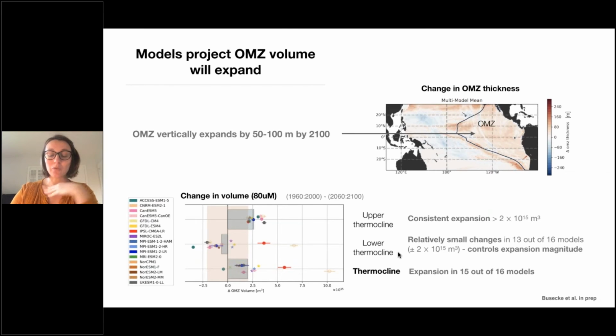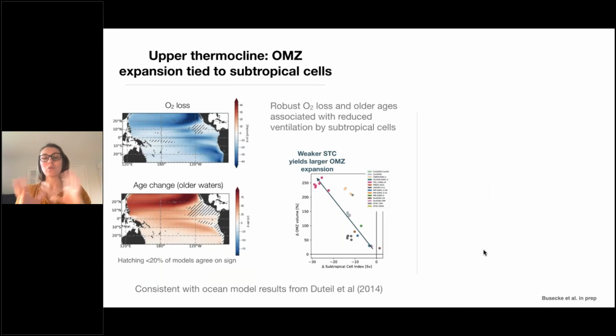The lower thermocline, where the bulk of the OMZ is located, however, is where the spread comes in. In most models, 13 out of 16, there is a relatively small change that is smaller than what's going on in the upper thermocline. So the upper thermocline is going to control that expansion. The lower thermocline is going to explain the spread and uncertain magnitude, I would say, between those projections. So I'm just going to go quickly over what is going on in the upper thermocline and lower thermocline.